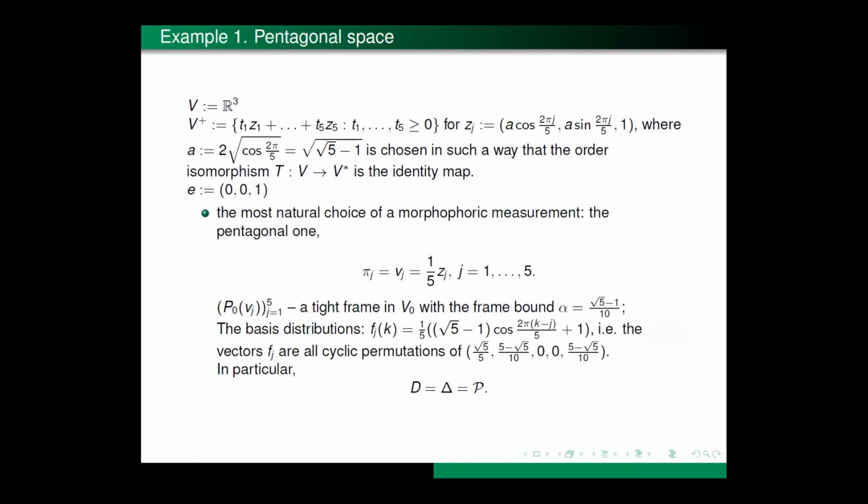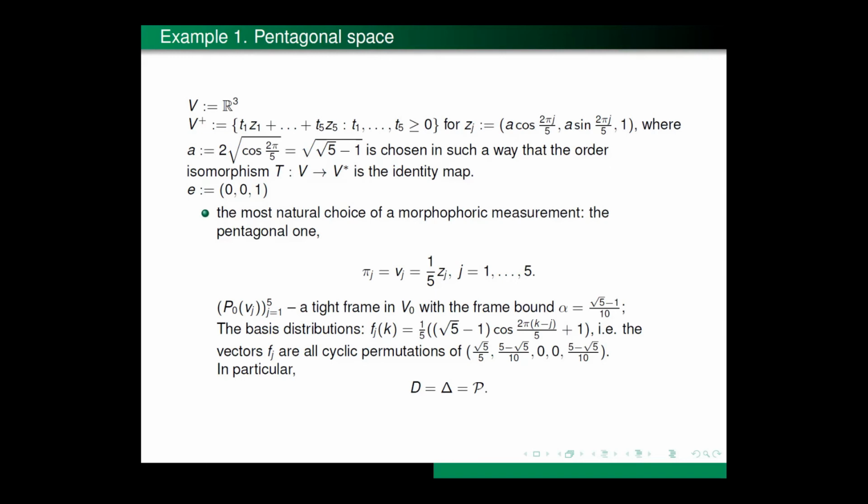First example is the Pentagonal Space. So here we've got these vertices of the regular pentagon that is centered at 0. It's in the two-dimensional space, and we shift it to the third dimension, and we've got these vectors zj. Here the parameter A is chosen in such a way that this orthoisomorphism is the identity map, so that's just for the simplicity here.